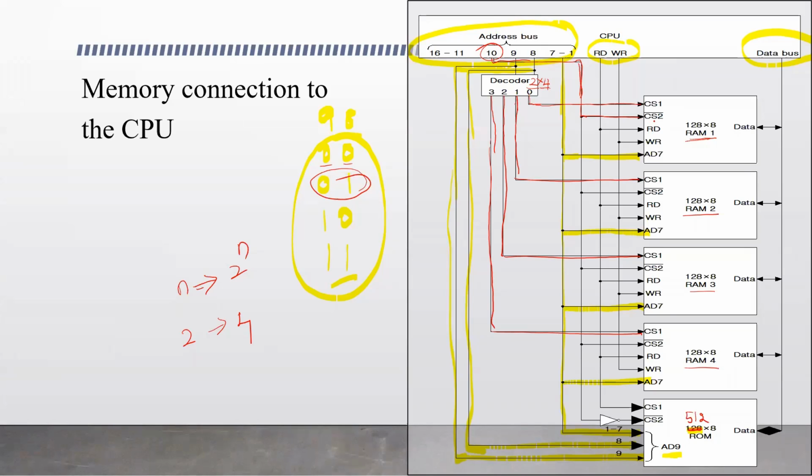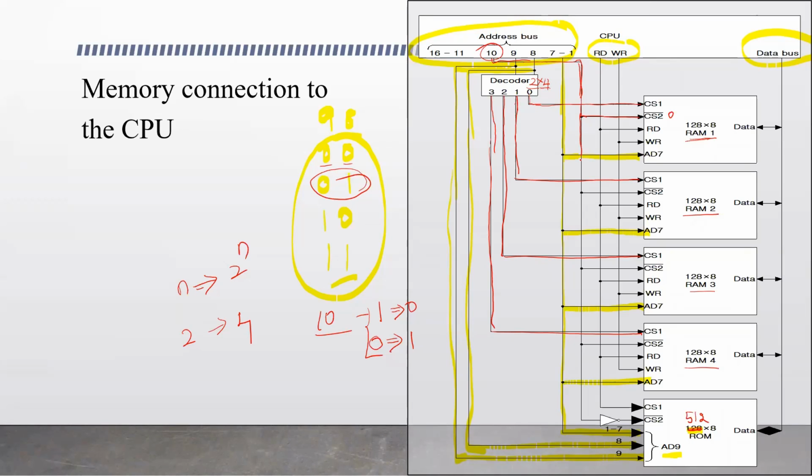Here the complement is done, CS2 bar. If the 10th bit is 1, when it is complemented, CS2 will become 0. And if the 10th bit is 0, when complemented, it becomes 1. So depending on the value of the 10th bit, as we have 1 bit, it is used to select between 2 options: this line is used to select either RAM or ROM. So if the value in the 10th bit is 1, CS2 will be 0.